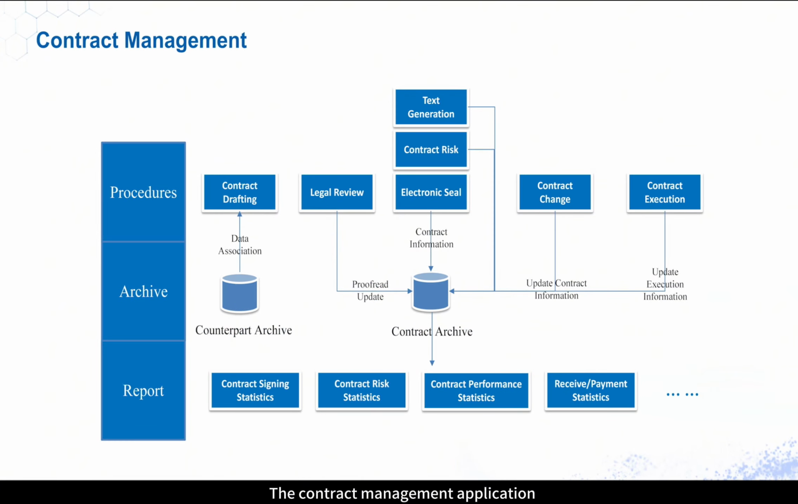The Contract Management application provides an information management process covering the entire life cycle of contract drafting, approval, signing, performance, and archiving, helping companies quickly solve management problems such as inconsistent data, non-standard approval, difficult performance tracking, and incomplete archiving during the contract management process.